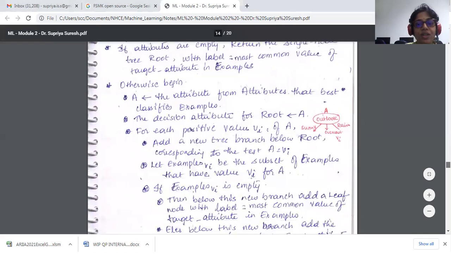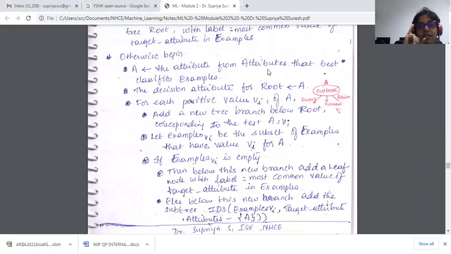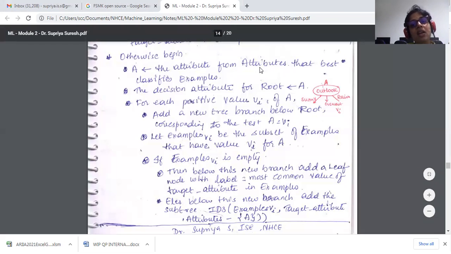Otherwise, what do we do here? This is how we actually try to create our tree. So I'm going to take, let A, the attribute from the attributes that best classifies the examples. We already said we had four attributes there, right? The outlook, temperature, humidity, and windy from the table. So these are the four attributes that we have. Each and every attribute from the capital Attributes is considered, to find the one that best classifies the examples.